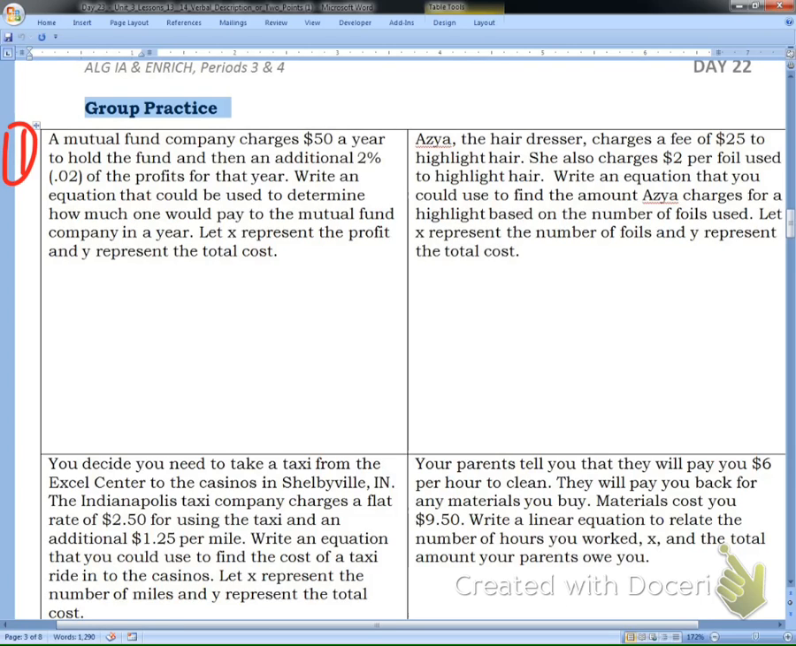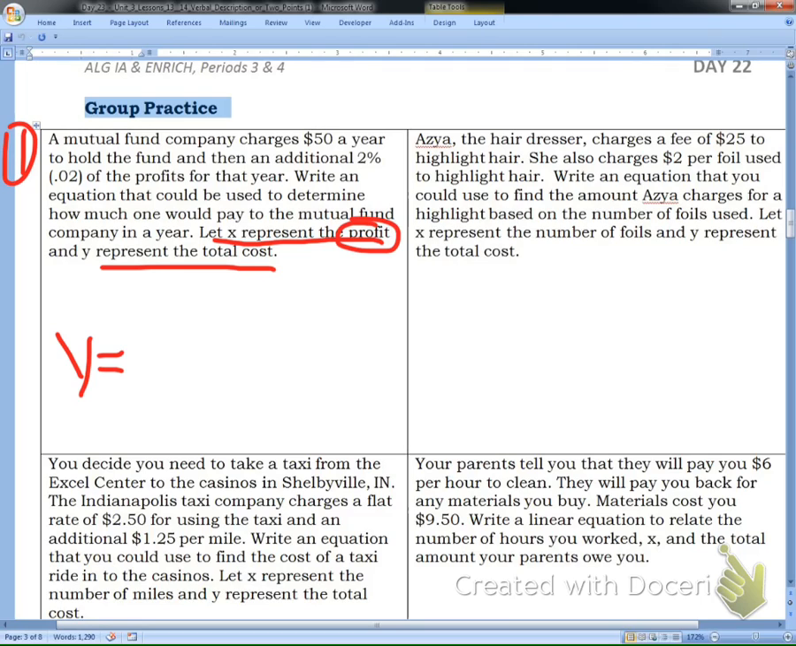Or either the flat fee? I'll let you read the story. Our last sentence should give you lots of clues here. So have you written y is equal to? Okay, so x is supposed to represent the profit. Well, let's go back through the problem so you can find the profit.